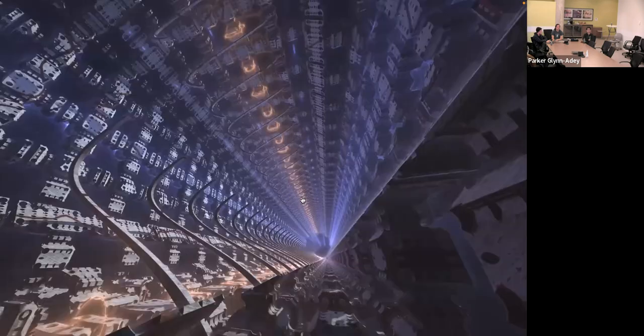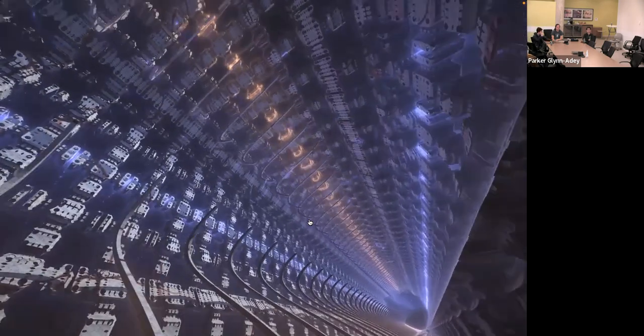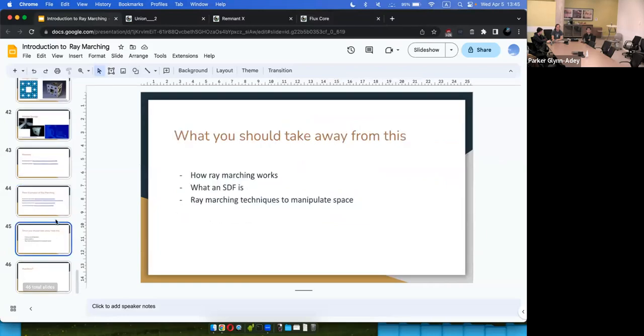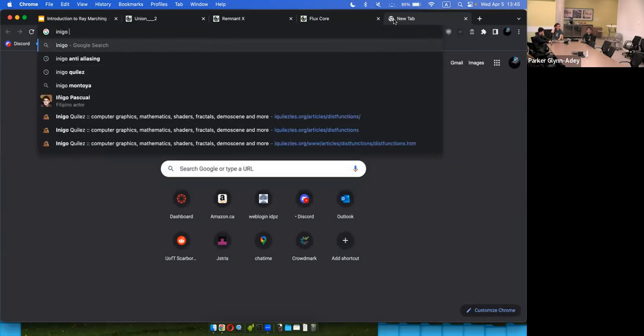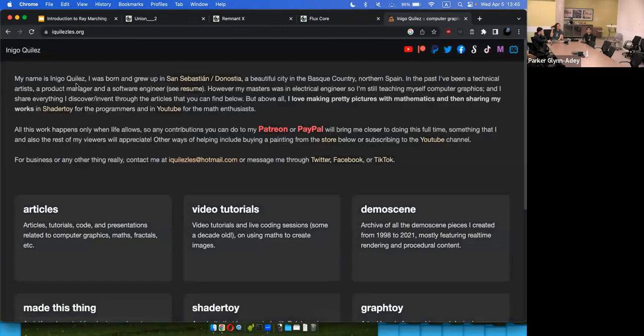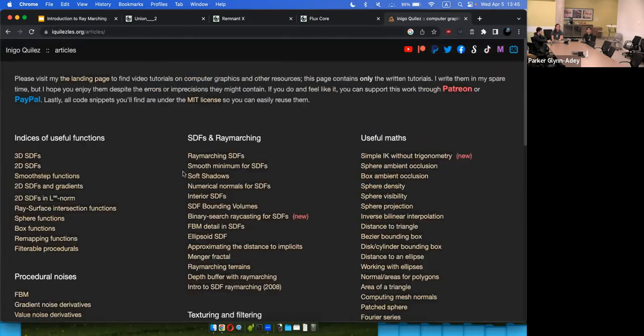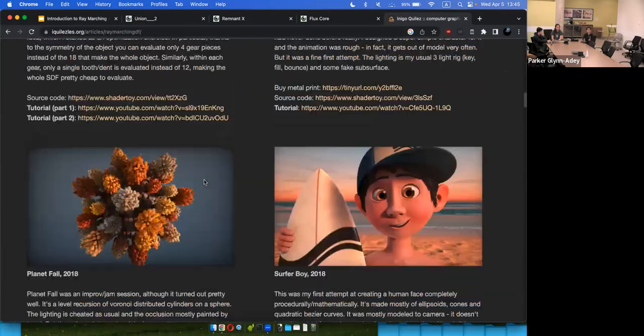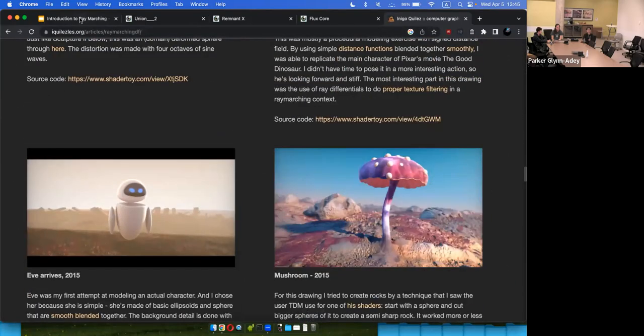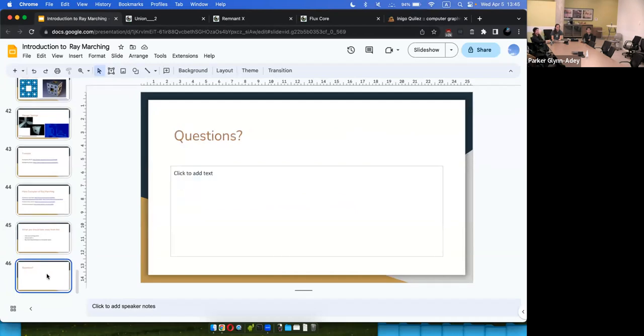So we also have something like this. Now that kind of concludes our talk. From this, you should be able to get how ray marching works and what an SDF is, and different techniques of using it to manipulate space. If you want to learn more, one useful resource would be that person's website, which has a ton of resources on how to ray march, with tutorials on how everything works. And that's it. So any questions?